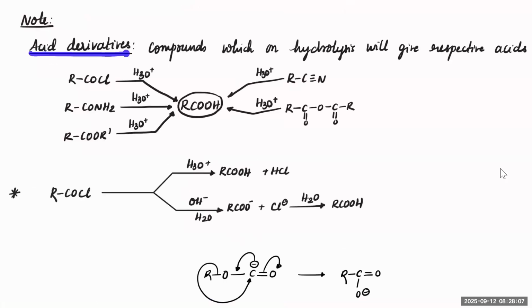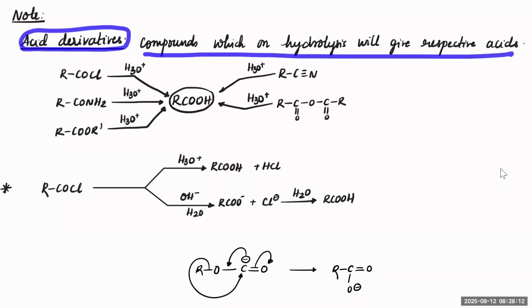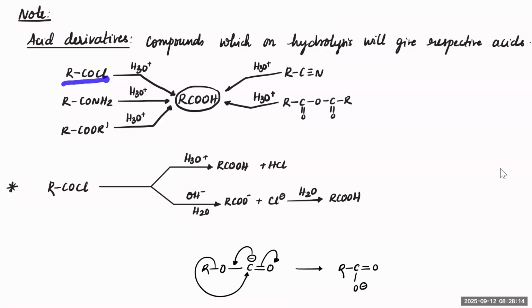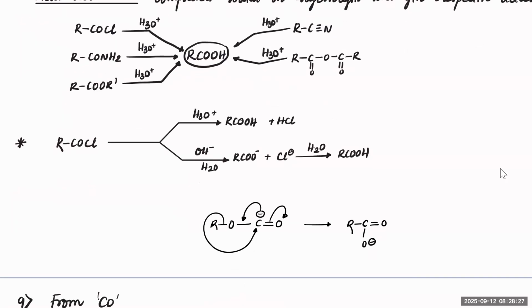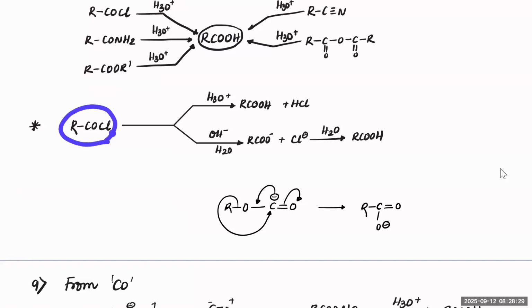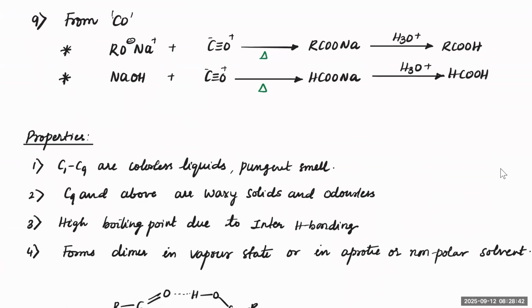When it comes to acid derivatives, these are compounds which on hydrolysis will give the respective acids. That is, if you have an acid chloride, all of these on hydrolysis will give you acids. That is why they are called acid derivatives. Even if you have an acid chloride here in acidic medium with H3O plus, you will get this. With OH minus you will get this. Next, from carbon monoxide.